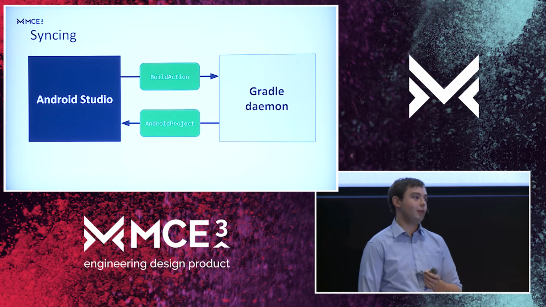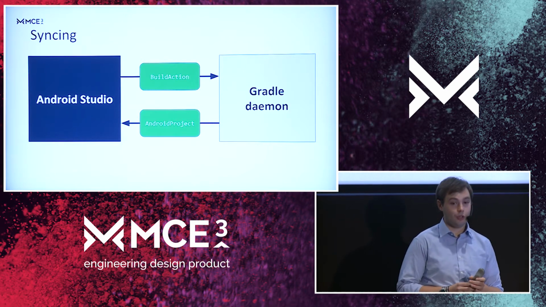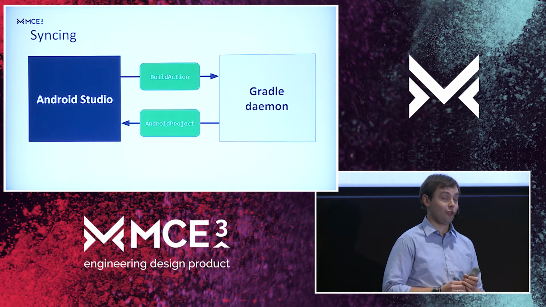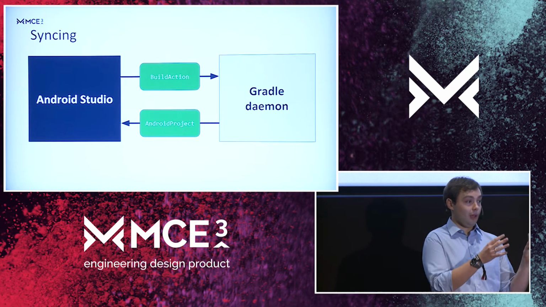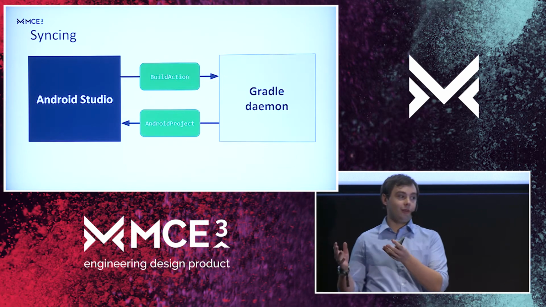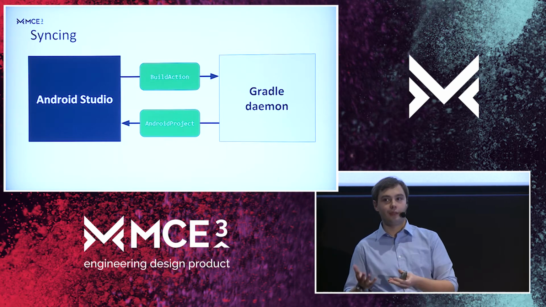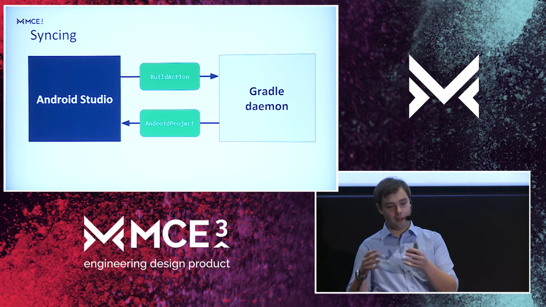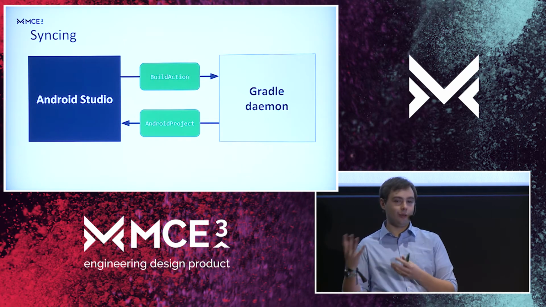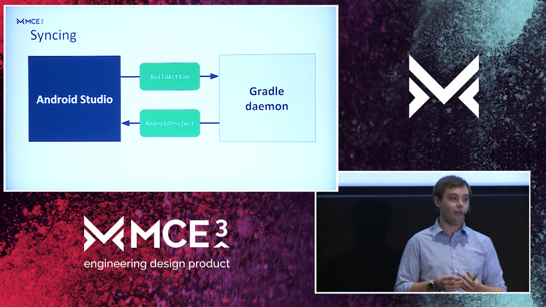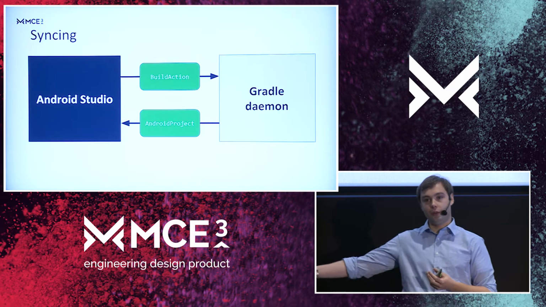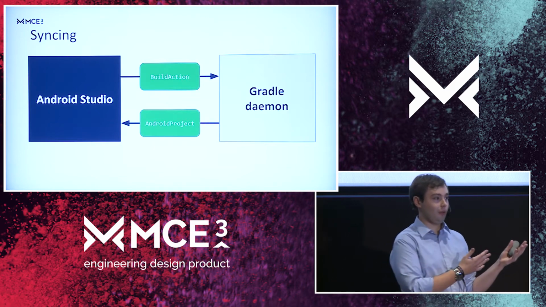The way this is implemented is that Studio actually instantiates an object of type build action, which is an interface. And we send this object to the other VM, the daemon. It then runs inside the daemon VM against some specific Gradle APIs. It then constructs the Android project result, the answer, which it does by invoking the Android plugin. And then the result is sent back to the IDE.